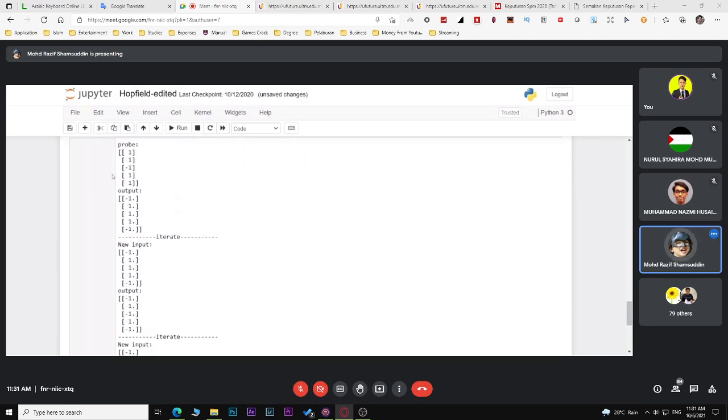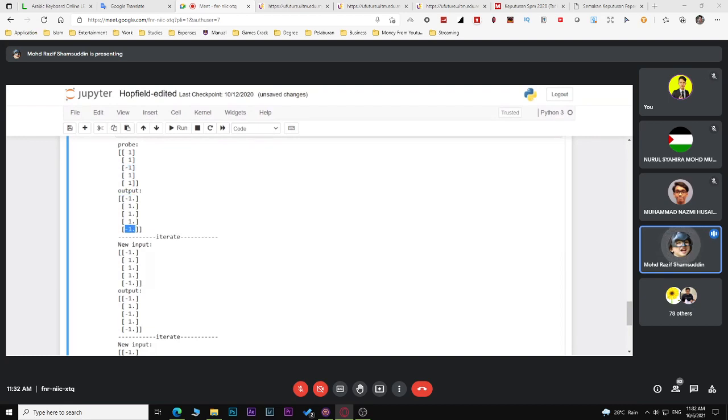See, mula-mula ini jadi macam ini output dia. Okay. Yang ni betul lah neuron ni dia jadi positif kat sini. Tetapi yang positif ni dia jadi negatif dekat sini. So, kenapa dia boleh jadi negatif? Because of this neuron. Neuron dekat sini mempengaruhi neuron yang dekat sini dan dekat sini.